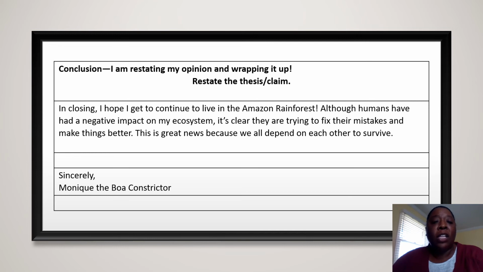So, in closing, I hope to get to continue to live in the Amazon rainforest. Although humans have had a negative impact on my ecosystem, it's clear they're trying to fix their mistakes and make things better. This is great news because we all depend on each other to survive. And then, since this is a letter, I'm going to close it the correct way. Sincerely, Monique the Boa Constrictor.